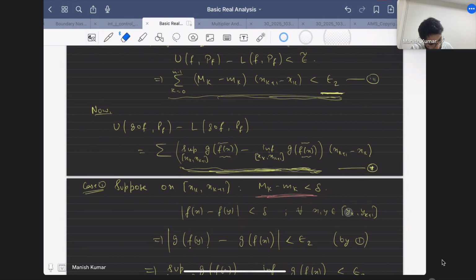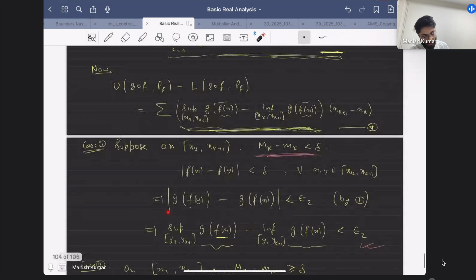Okay, so I have that this modulus is less than delta, and because of uniform continuity I have this. Once I have this, I know that the supremum minus infimum is always going to be less than this, because it is true for any x and y in these intervals. So this gives me that this term is small, correct?